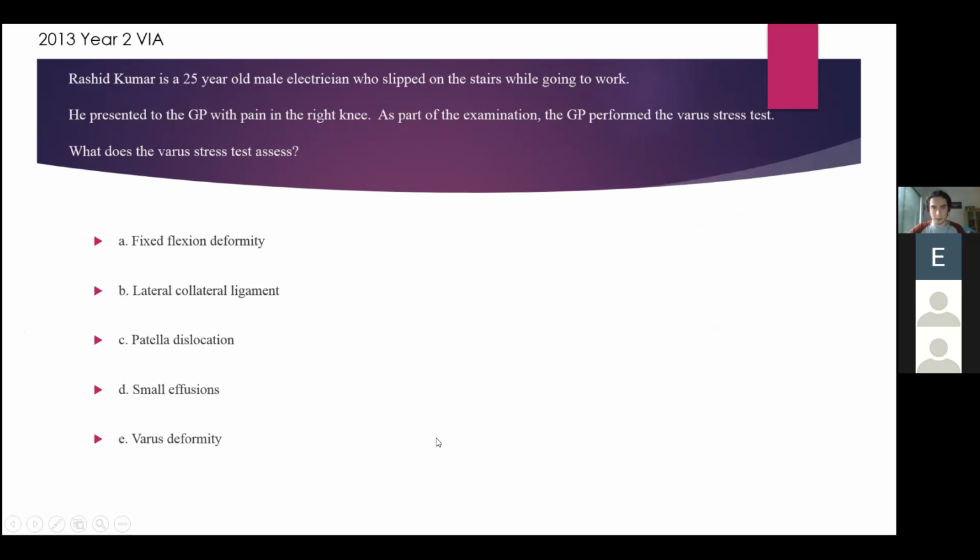Okay. Isabel, do you want to have a go at this one? Varus, I think would be, is it looking at the lateral collateral? That's a very good question. Varus is looking at, yes, I believe the lateral collateral.